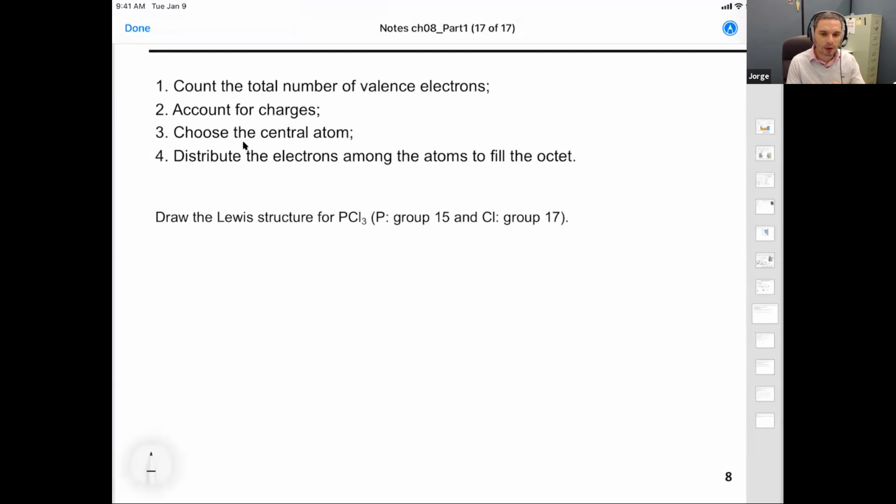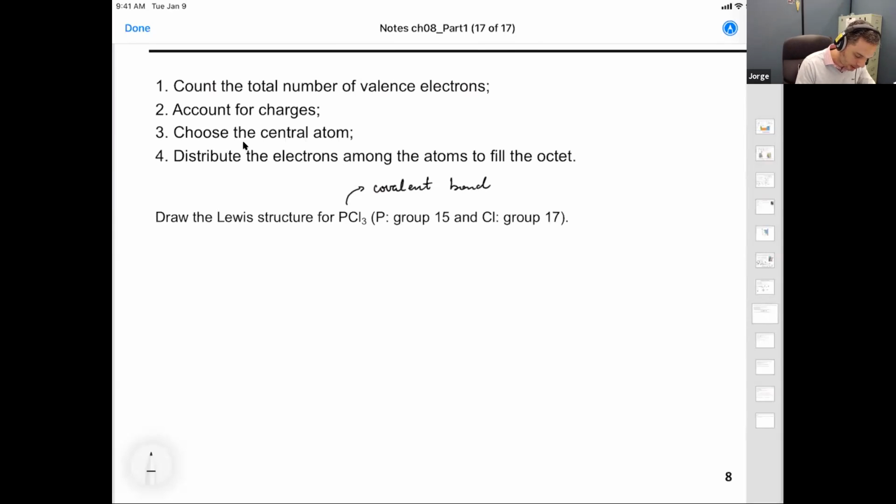So you can see that phosphorus needs to get electrons and chlorine needs to get electrons as well. Therefore, when these two atoms combine, they will share electrons. Therefore, there is a covalent bond between phosphorus and chlorine. All right. So the first step is to count the total number of valence electrons.